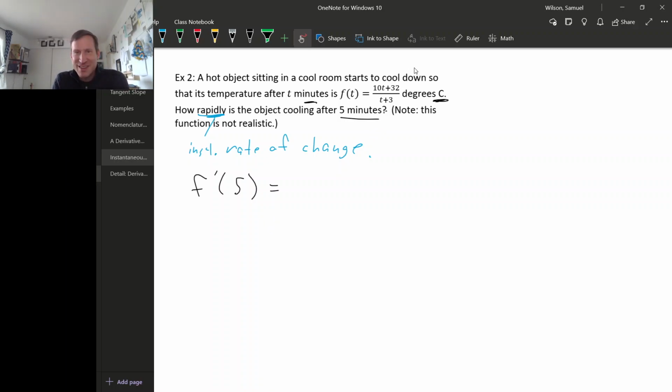Just a note, this function sort of works in that it produces a graph like this, where the temperature comes down, but real objects don't actually cool in this particular way, so this example isn't realistic. I have a reason for choosing this function rather than the realistic function, but let's just go with it for now.